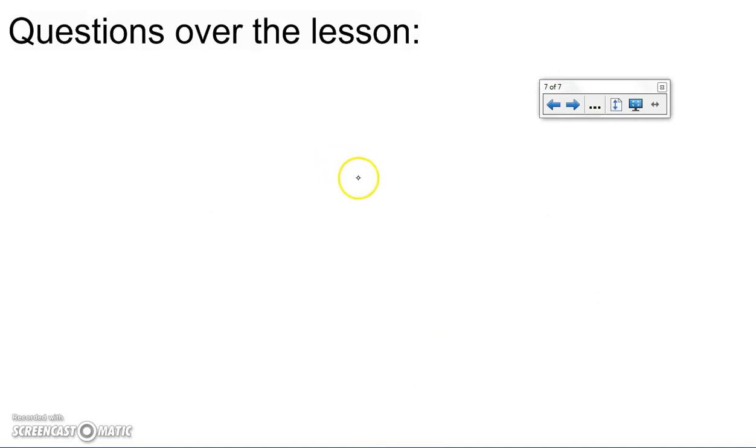So now would be the time to write down any questions that you had about this lesson, both parts, whether it was solving by graphing or solving by taking the square roots, and you can complete the homework in class.